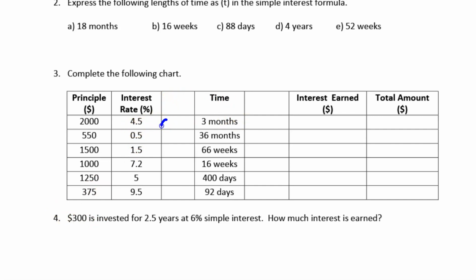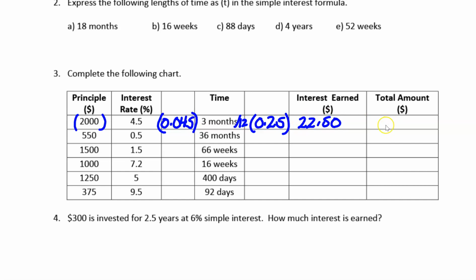So this first one would be 0.045, and then 3 months we divide by 12, so we get 0.25. That's what those spaces are for. And then you would multiply to get the interest. You multiply principal times interest rate times time. So those 3 numbers multiplied together will get you the interest. So in this case I think it's $22.50.